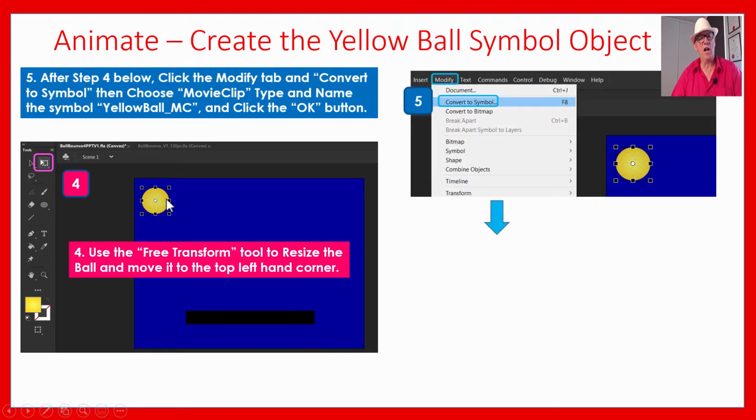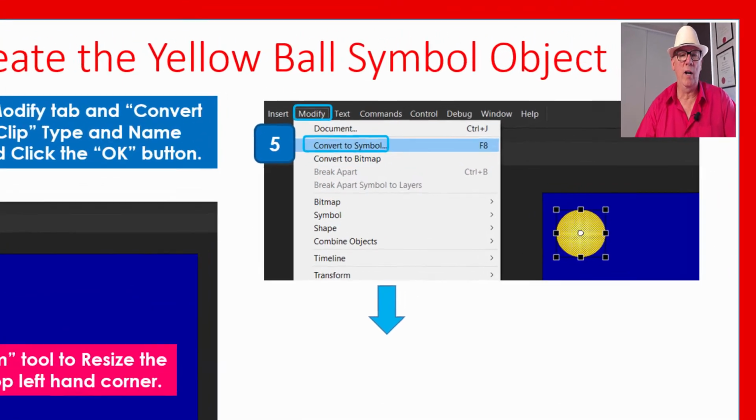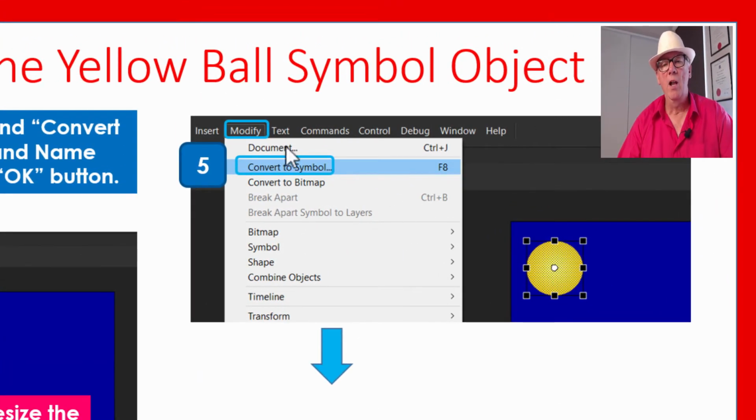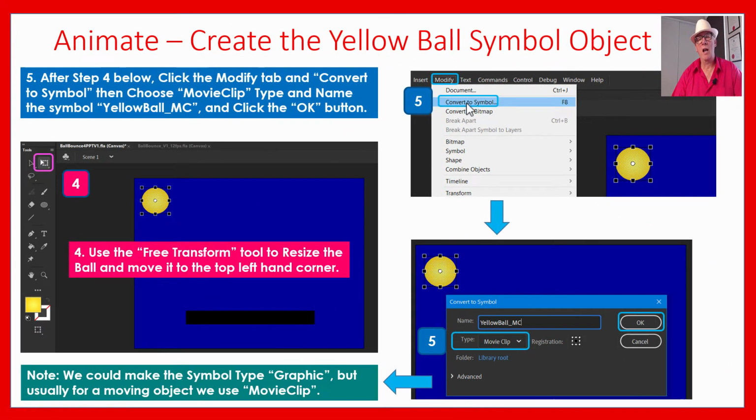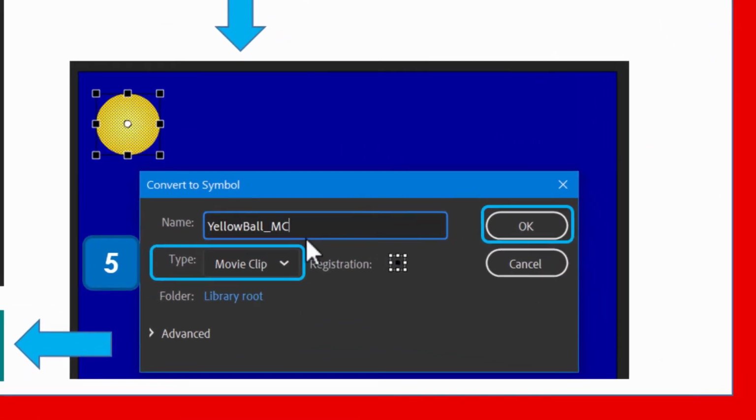And now we need to change that because it's going to move. We can't leave it as a plain drawing because you can't move drawings in Animate. We've got to go Modify, Convert to Symbol. You can also right click and find Convert to Symbol, but this is probably easiest, Modify, Convert to Symbol. And we're going to give it a name.